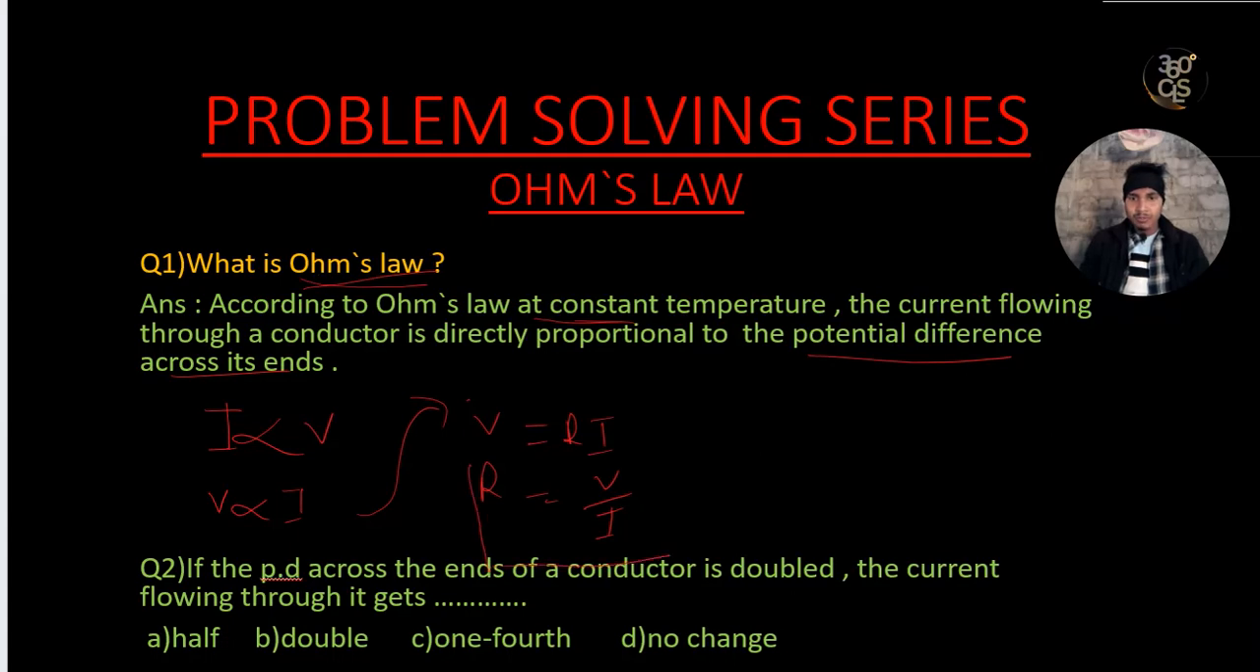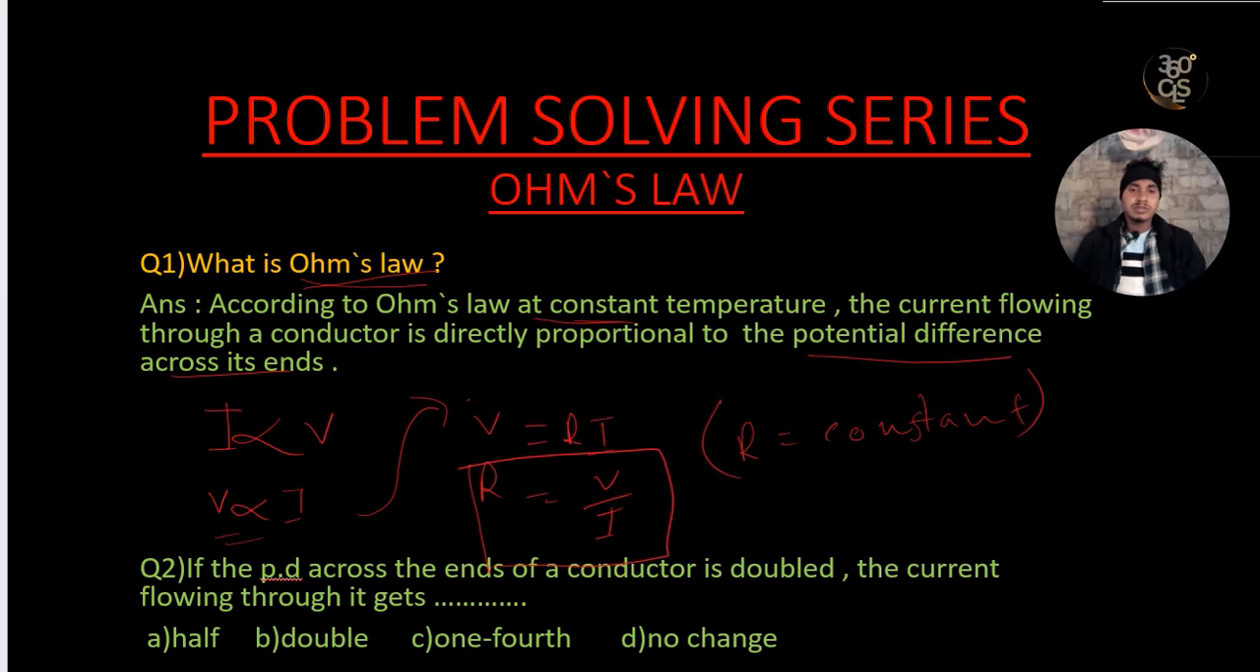So this is our Ohm's law. Now, where R is equal to constant, R is constant. So this is our mathematical representation of Ohm's law, and this is a very important formula: V is equal to R I, or R is equal to V upon I.